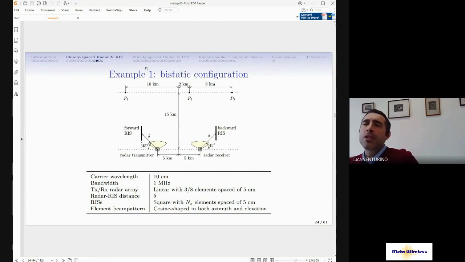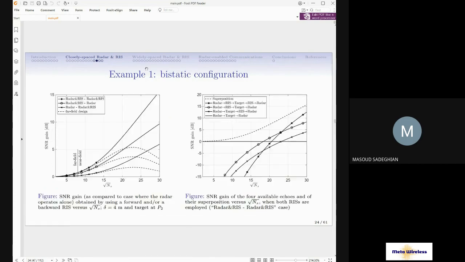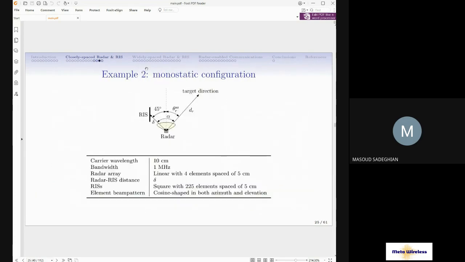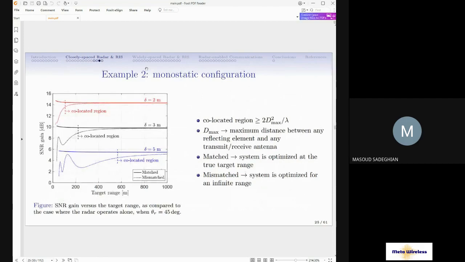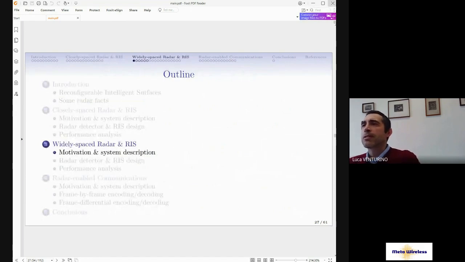Of course, here we have done an example of a long-range surveillance radar. But similar examples can be made for short-range surveillance radars, where, for example, the distance between the transmitter and the radar is in the order of 100 meters rather than kilometers. Thank you so much. I understand. Okay, if you don't have other questions, I will pass the token to Emanuele for the next part.